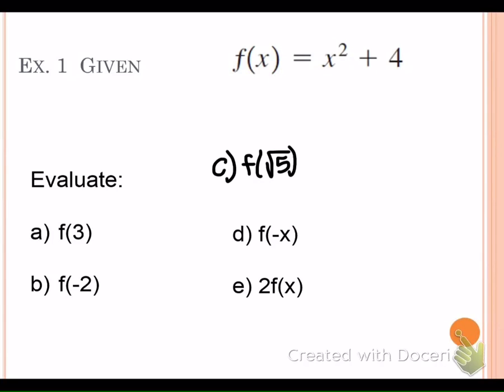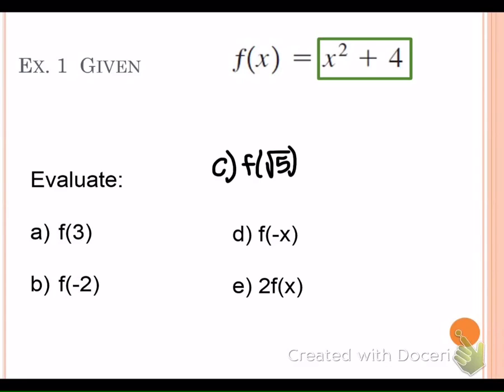We're given a function named f of x represented by the equation x squared plus 4. And we're going to use this to generate our output values by using specific values for that function. Our domain inputs are represented by what's in the parentheses. So our x value is going to be 3, negative 2, square root of 5, negative x, and just x. Okay. The output values are what happens when we plug them in.